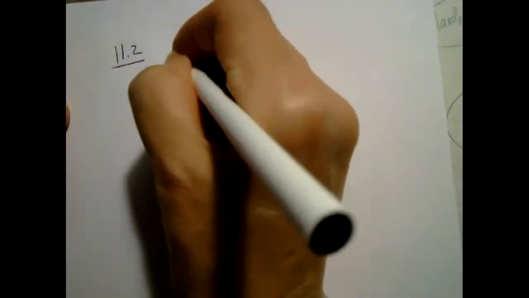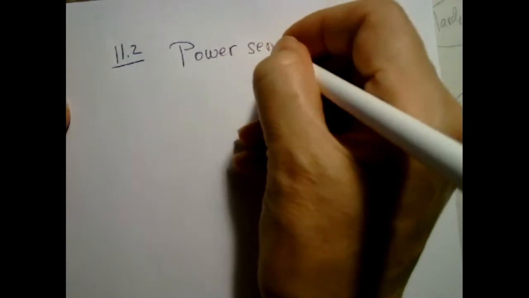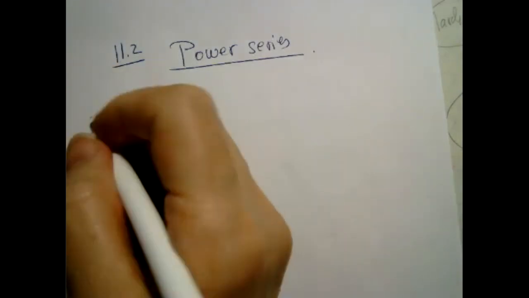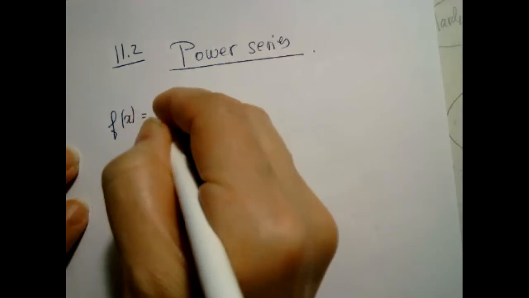So let's see what we have so far. We are going to move a little bit. So we're moving to section 11.2, notion of power series. But let's see what's the motivation of the idea of power series. The motivation is the following. Let us say I take a simple function, f of x equals e to the x. Very, very simple function.